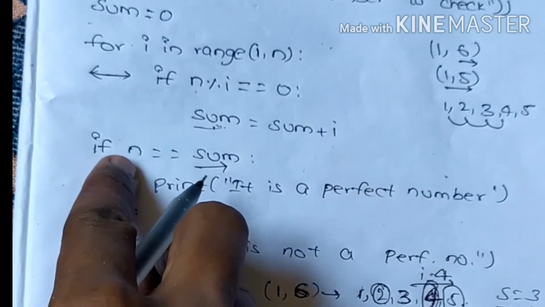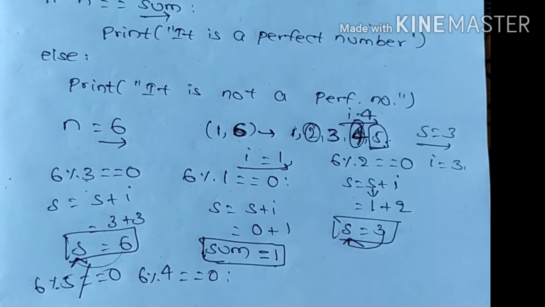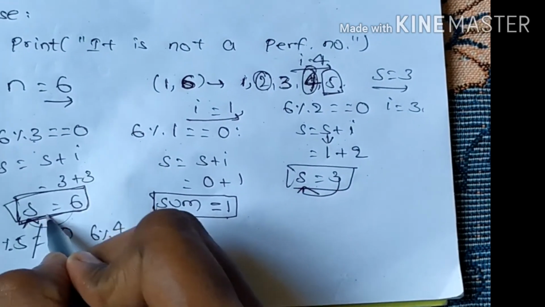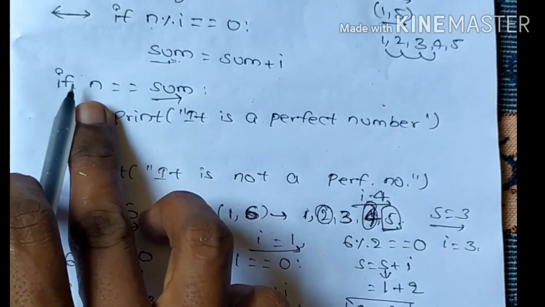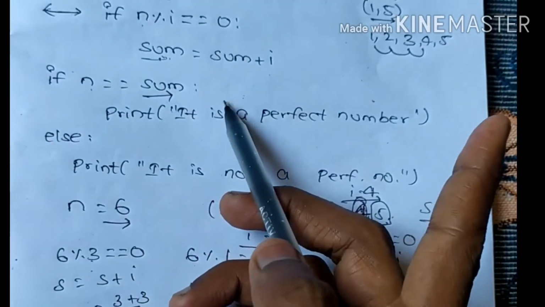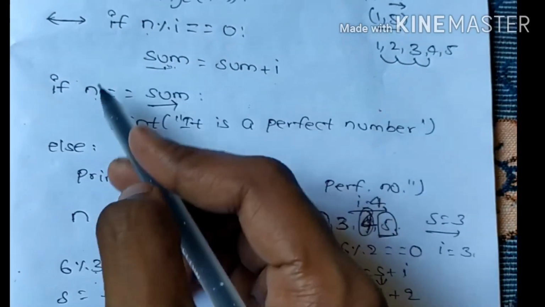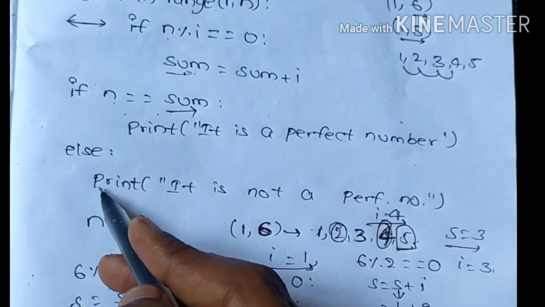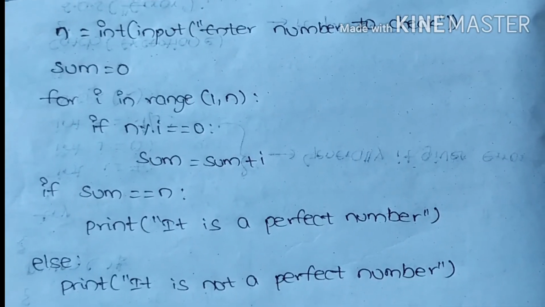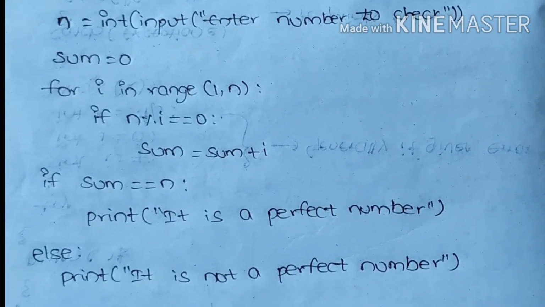Then it goes to this condition, if n equal to sum, that is 6 equal to sum. Here we got 6, right? Sum equal to 6. So n equal to sum, that is 6 equal to 6. Then it prints it is a perfect number. If this condition is not satisfied, it goes to the else condition and prints it is not a perfect number. That's it. This is the whole program to check whether the given number is a perfect number or not.